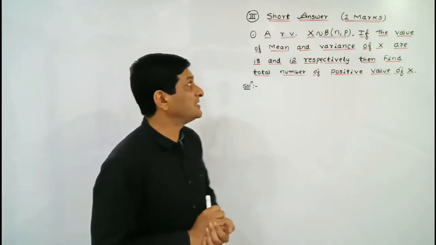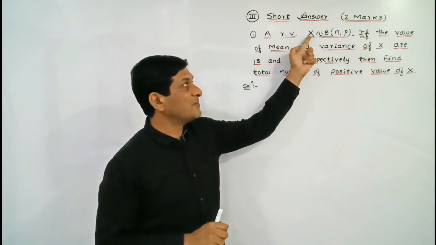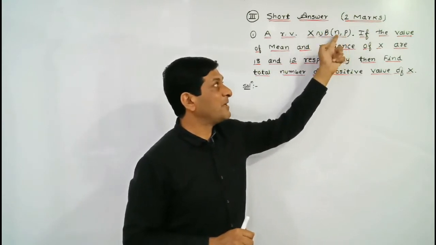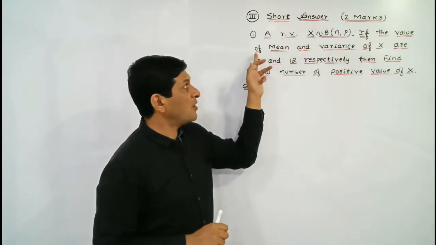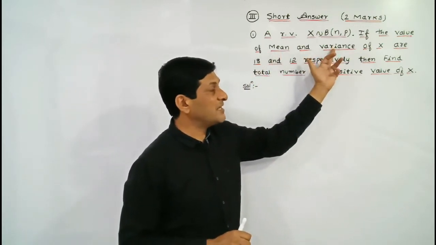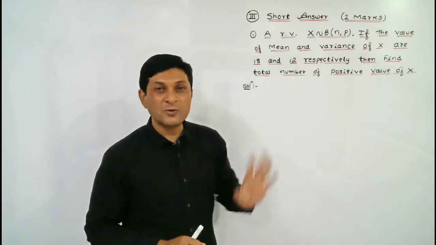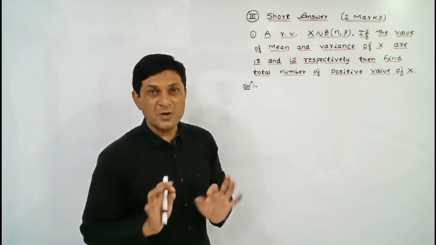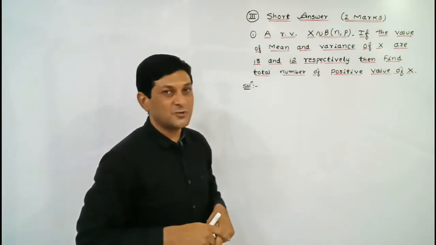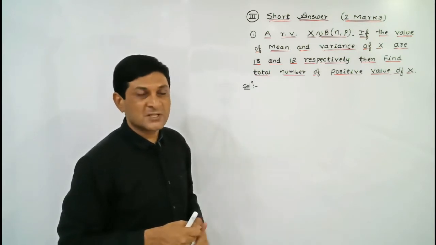Now see, in example number first, observe the given condition. One random variable x is there with binomial distribution with parameters n and p. The value of mean, E of x, and variance, V of x, are 18 and 12. These are the two given values. Using this, we have to find out the total possible values of x. So let us try to find out the possible values of x using this condition.